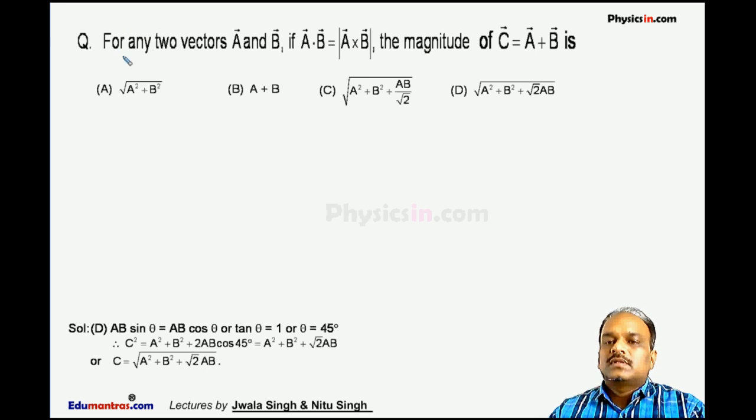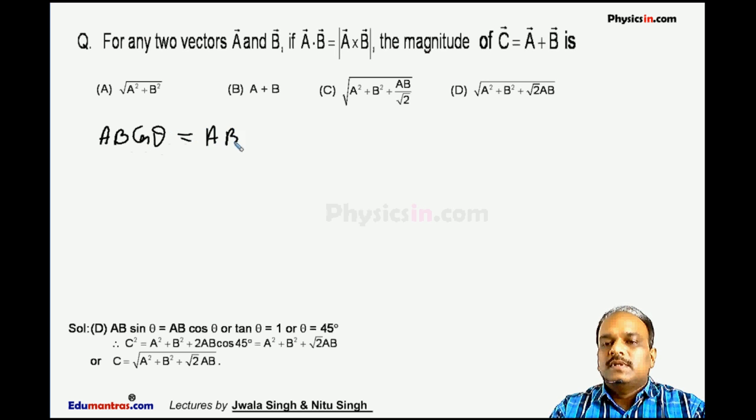There is a question: for any two vectors A and B, if A dot B is equal to mod of A cross B, then find the magnitude of C, which is equal to A plus B. It is given that A dot B is AB cos theta, and mod of A cross B is AB sin theta, because mod of n cap is 1. So both are equal, which means tan theta is equal to 1. It means theta is 45 degrees, the angle between the two vectors is 45 degrees.